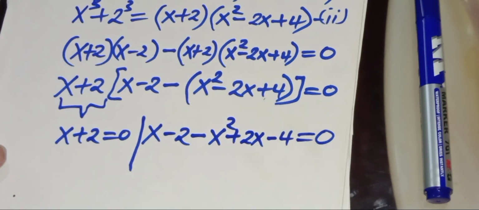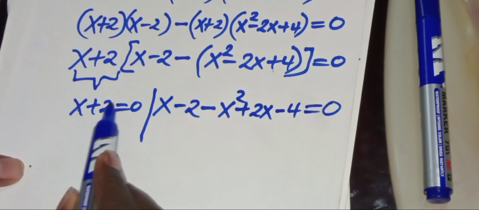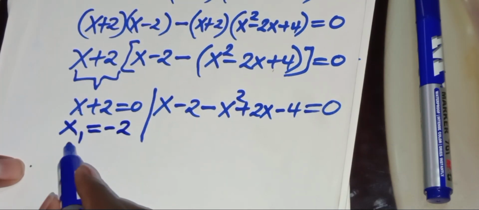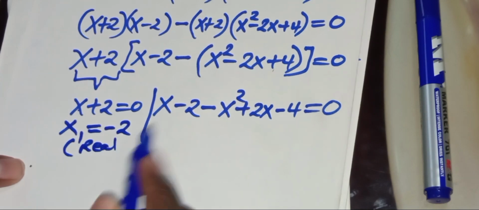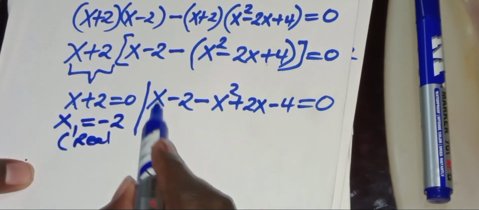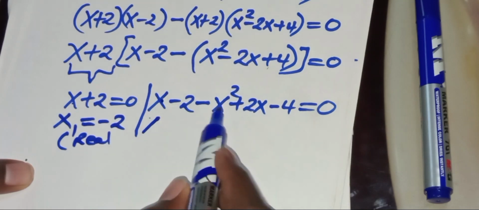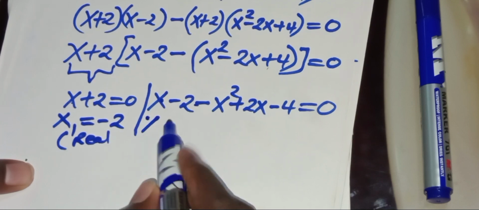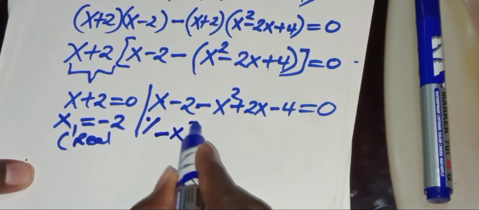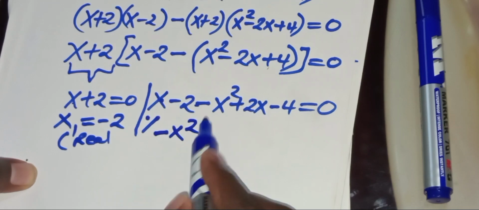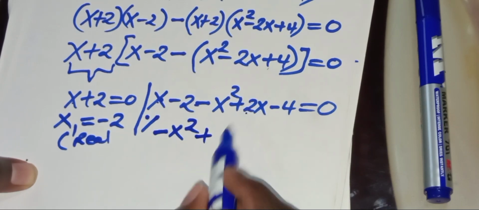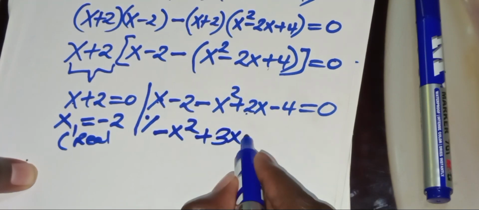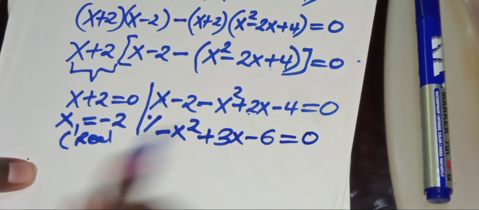Now these are two parts here. The first part is x plus 2 equal to 0, so that means the first value of x is negative 2. And this is actually a real root. Now the second part, we have x minus 2 minus x squared plus 2x minus 4, which we can express as negative x to the power 2. Now let's add x plus 2x, this is 3x, then negative 2 subtract 4, this is negative 6, equal to 0.